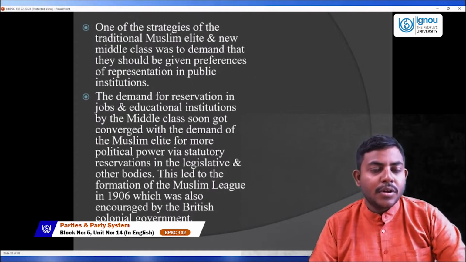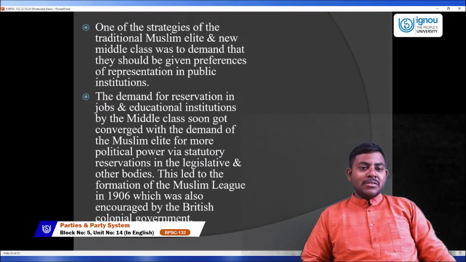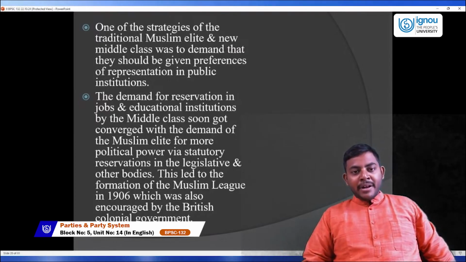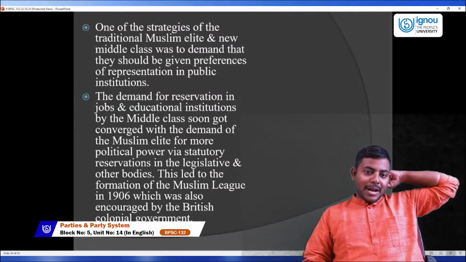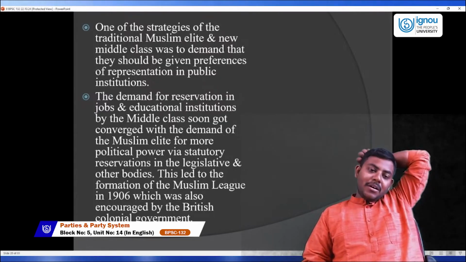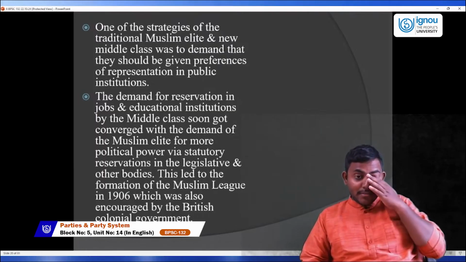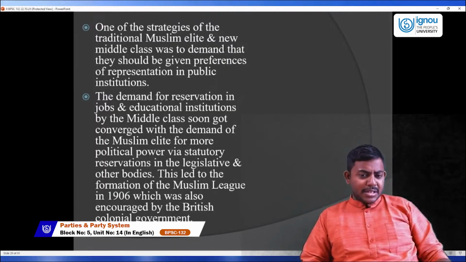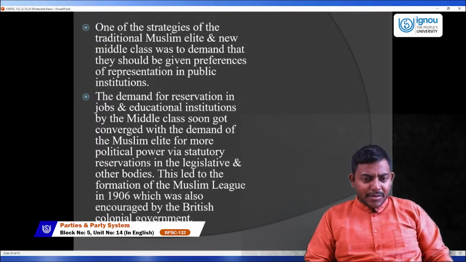its approach. One of the strategies of the traditional Muslim elite and new middle class was to demand that they should be given preferences of representation in public institutions. The demand for reservation in jobs and educational institutions by the middle class soon converged with the demand of the Muslim elite for more political power via statutory reservations in the legislative and other bodies. This led to the formation of the Muslim League in 1906, which was also encouraged by the British colonial government.